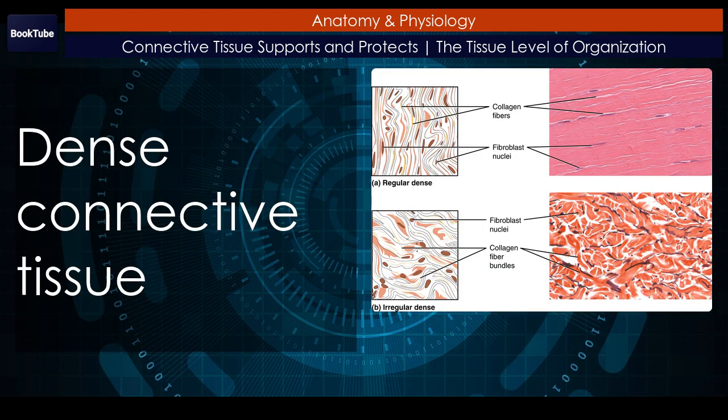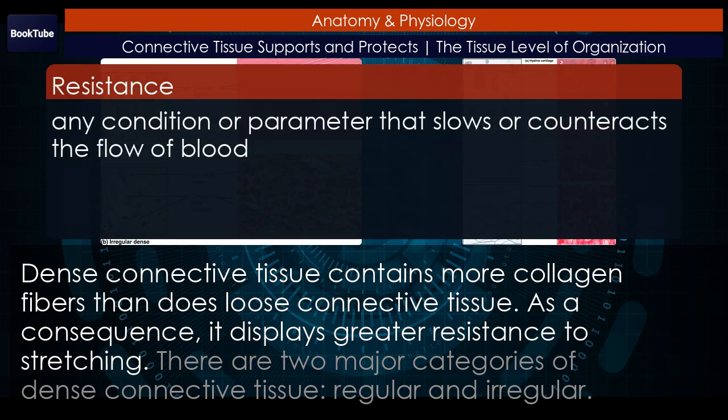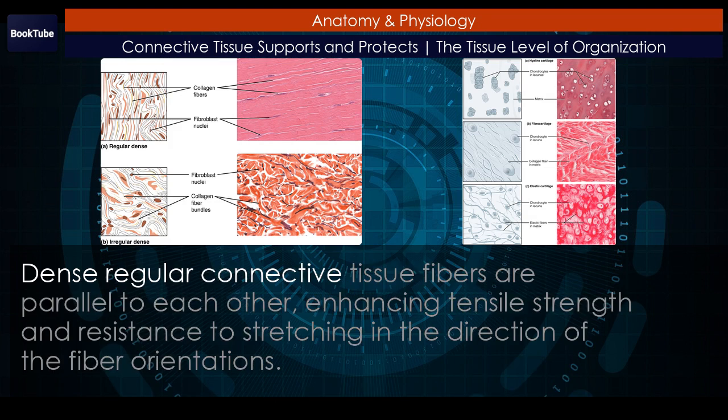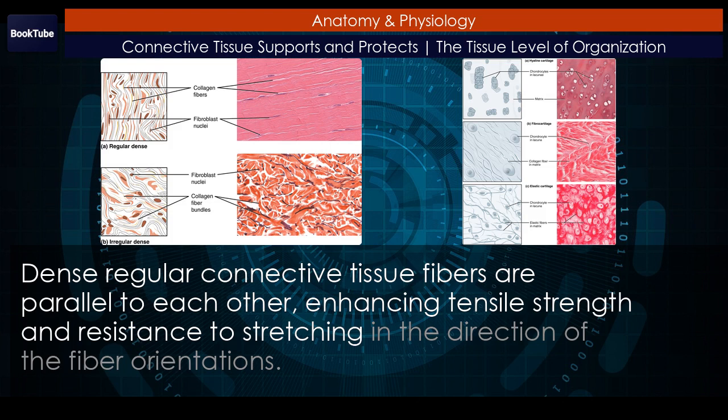Dense connective tissue. Dense connective tissue contains more collagen fibers than does loose connective tissue. As a consequence, it displays greater resistance to stretching. There are two major categories of dense connective tissue: regular and irregular. Dense regular connective tissue fibers are parallel to each other, enhancing tensile strength and resistance to stretching in the direction of the fiber orientations.